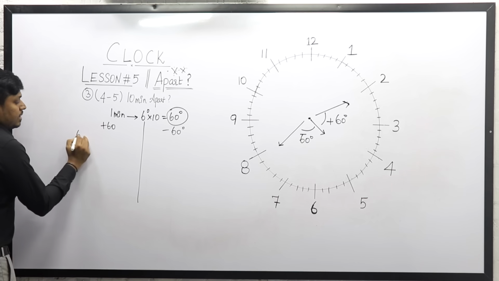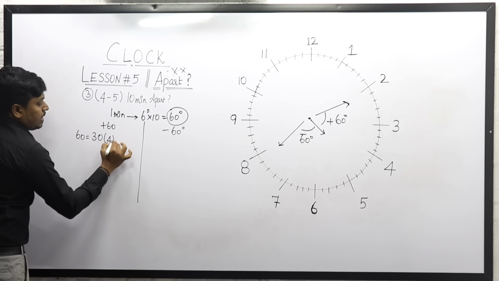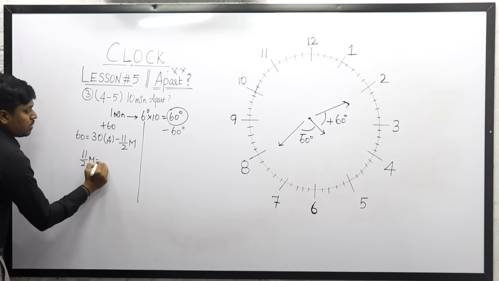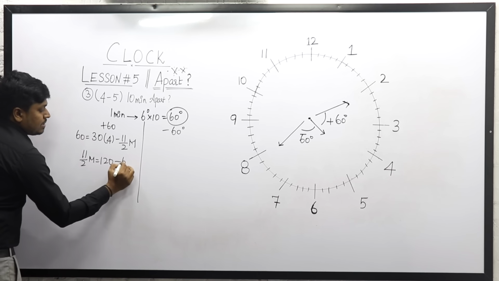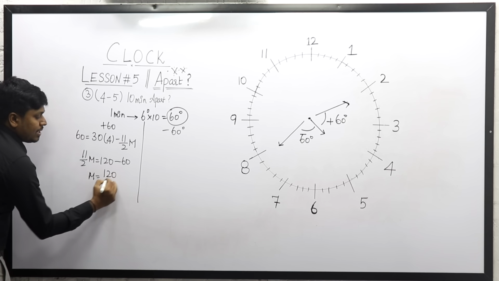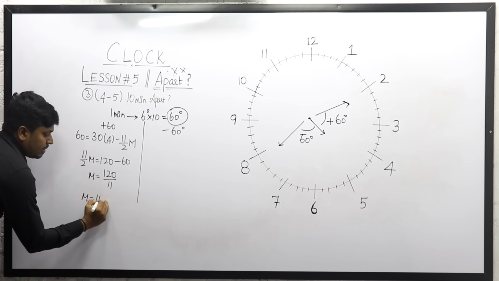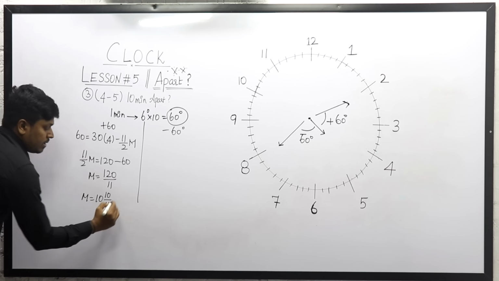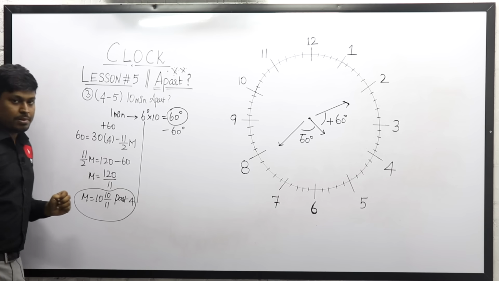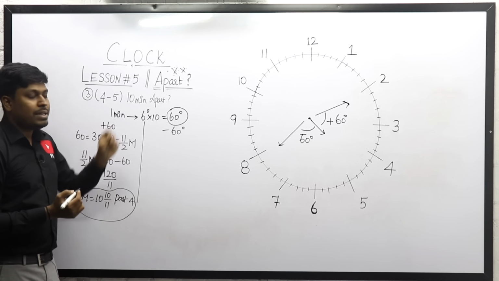For plus 60 degree, 60 is equal to 30 into h, so 30 into 4, minus 11 by 2 into m. So 11 by 2 into m is equal to 120 minus 60. So m is equal to 60 into 2, which will be 120 divided by 11. If you divide this, the result will be 10 by 11. So past 4, that's it. This will be the answer for the first possible. So we can say 4 hour 10 by 11th minute where the hands of the clock are 10 minutes apart.